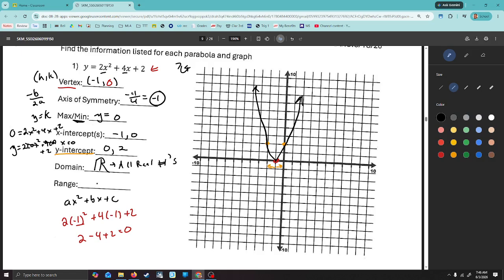Your range is going to be your y values. In this case, it cannot go below 0. This is the lowest it goes. So my range is y is greater than or equal to 0. So it's always going to be y is greater than or equal to my k value, or y is less than or equal to my k value. If it's facing upwards, it's greater than. If it's facing downwards, it's less than.